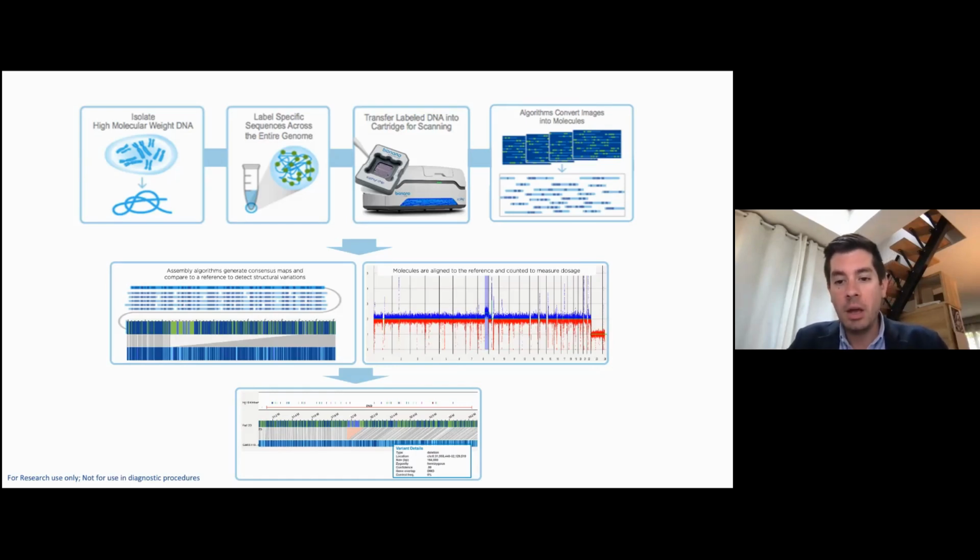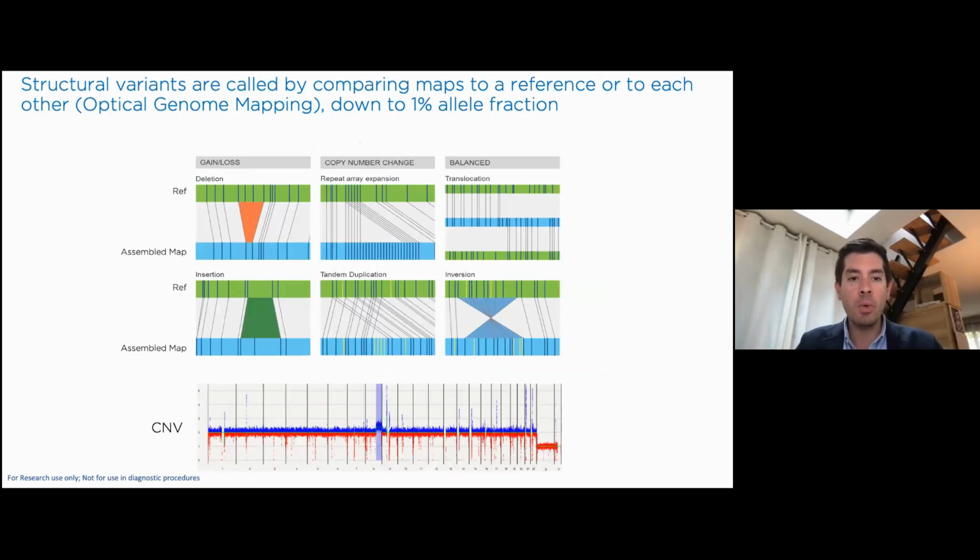And this reference can be adjacent tissue, a control cell line, or simply a reference like HG19 or HG38. And it is this step of map comparison that will identify any deviation in the labeling pattern that would indicate the presence of a structural variation. This is how we represent them with our map alignments.